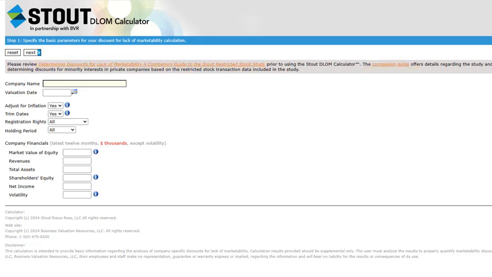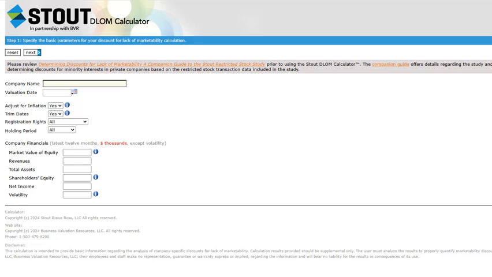The Inputs page of the DLOM Calculator allows you to enter your subject company's name, if you wish, as well as your valuation date. You can select whether you want to adjust financial figures and historical transactions for inflation, whether you'd like to exclude any transactions that occurred after your valuation date, whether you'd like to exclude any transactions with registration rights, and whether you'd like to only use certain transactions that occurred during the various Rule 144 holding periods. These fields are pre-populated with Stout's recommendations.